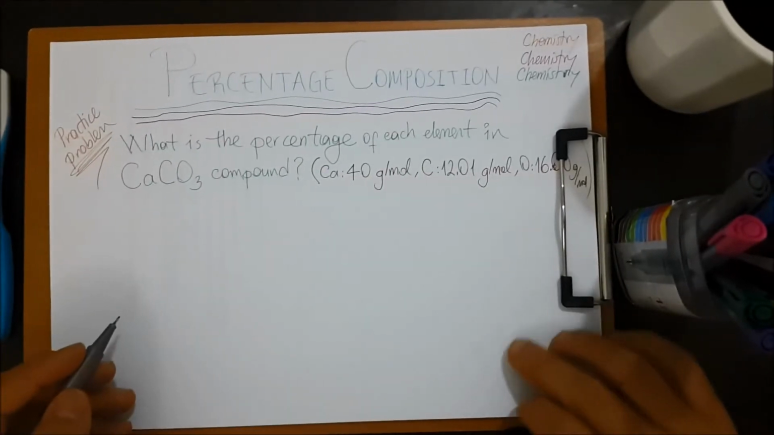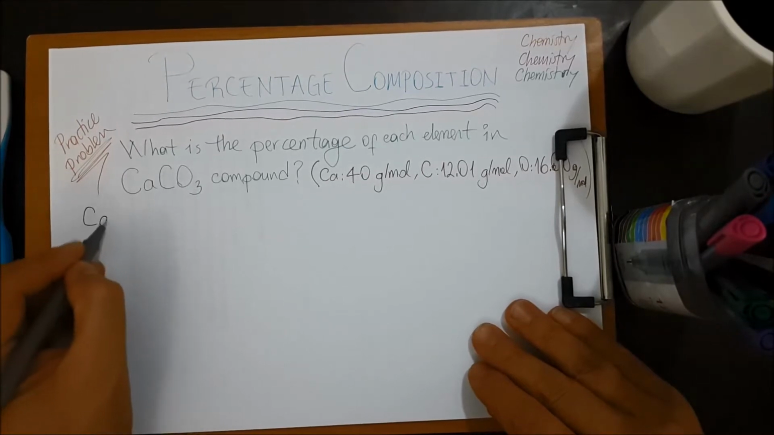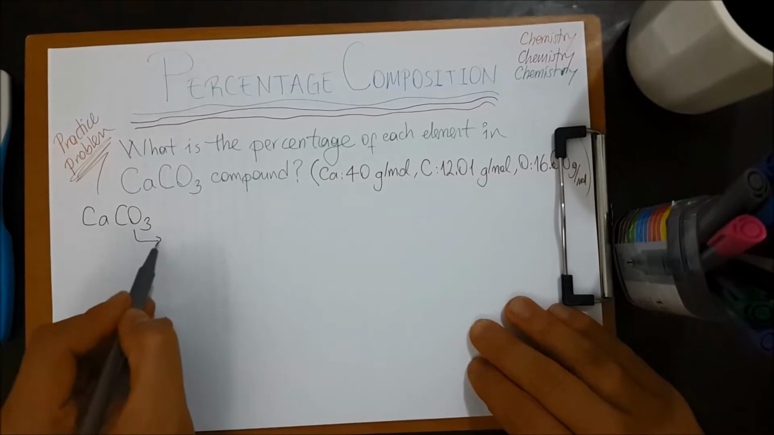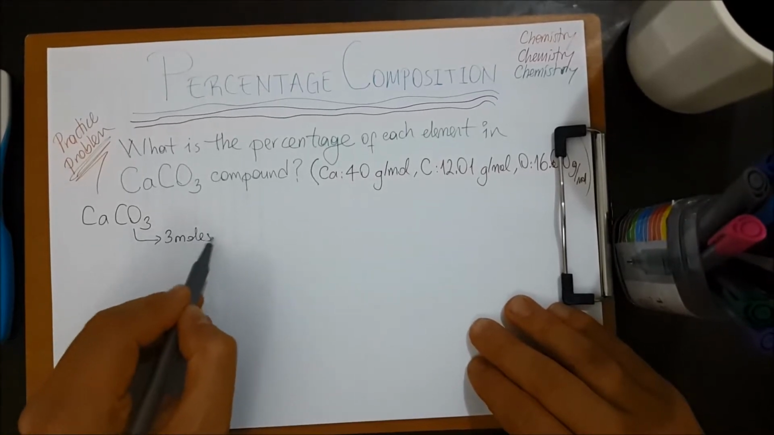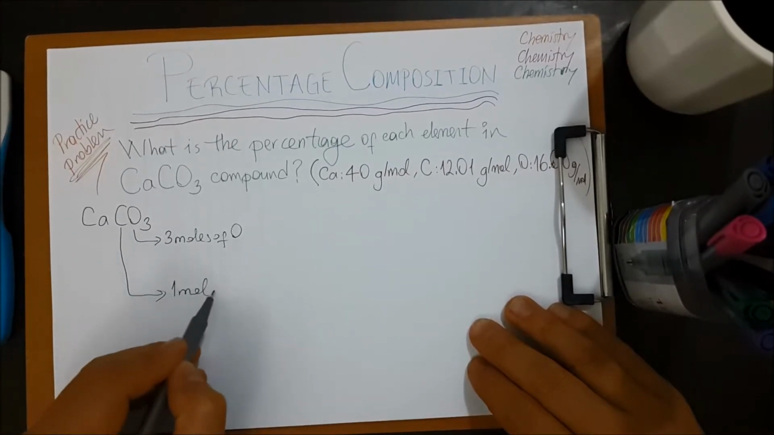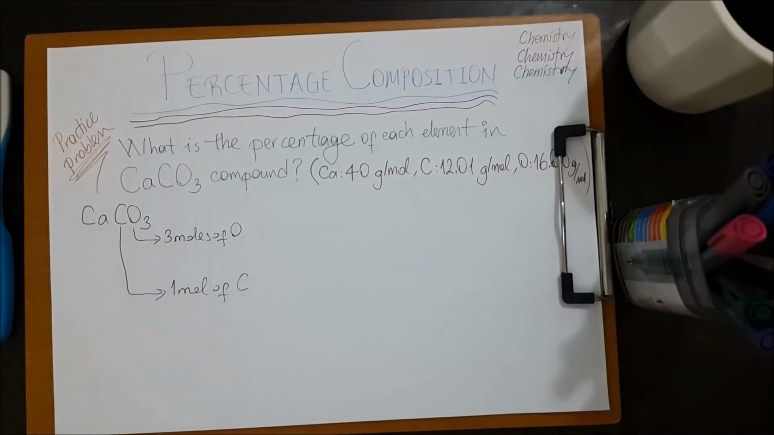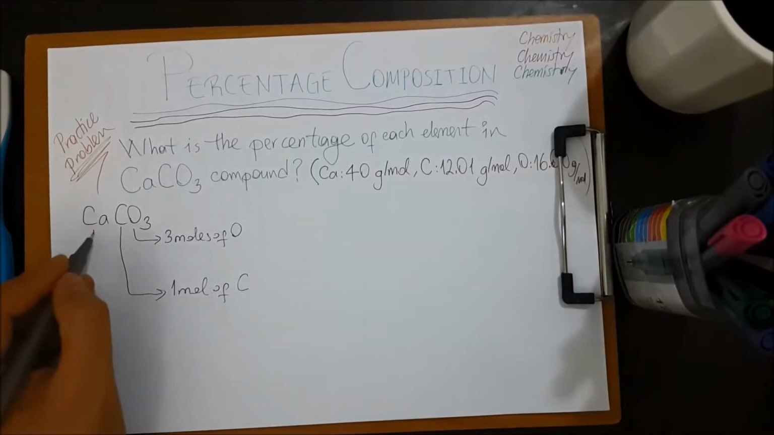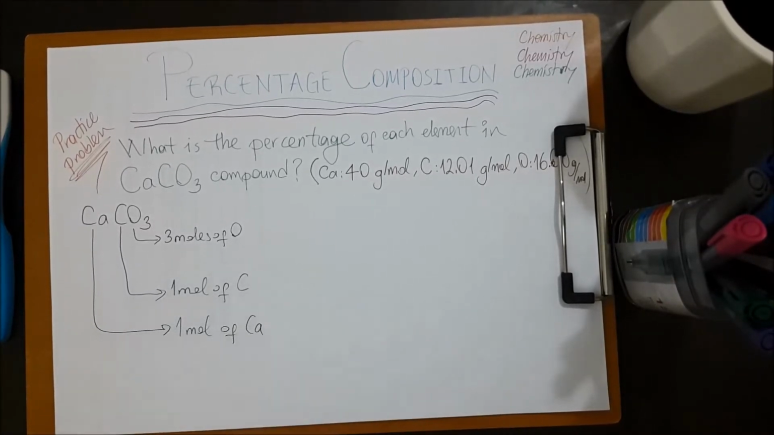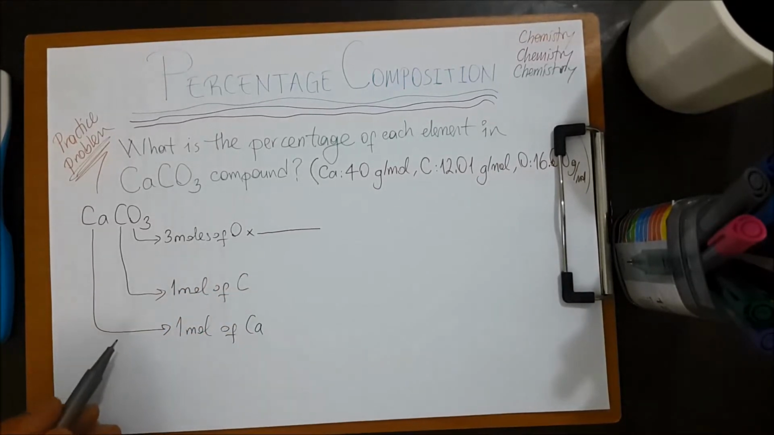Okay, let's start with finding the molar mass of calcium carbonate. Calcium carbonate, shown by CaCO3. In this compound, I have 3 moles of oxygen and 1 mole of carbon. Subscripts of the elements determine the moles of elements, and 1 mole of calcium. 3 moles of oxygen. First of all, I convert mole into mass.